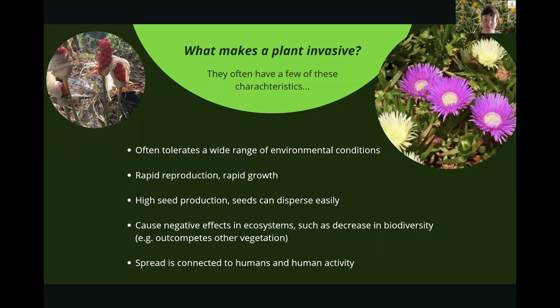So invasive plants often tolerate a wide range of environmental conditions. They can grow in sunny areas or in shady areas, in salty soil, in freshwater soil. They can reproduce rapidly, and they also have rapid growth. This is one of the reasons that annual grasses are such an intense invasive, because they have their entire sprout, growth, reproduction cycle all in one year. It happens very quickly and they can overwhelm other plants in the area.